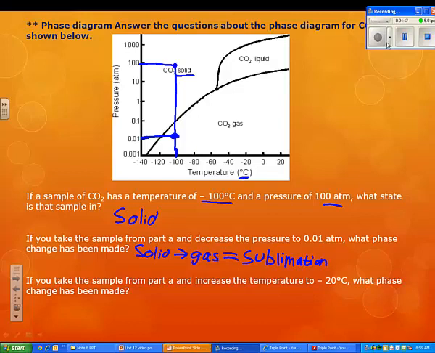And finally, if you take the sample from part A and increase the temperature to negative 20, so we're up here. Here's our original pressure. So at that point, we're in the liquid phase. What phase change has been made? Well, we go from solid to liquid.